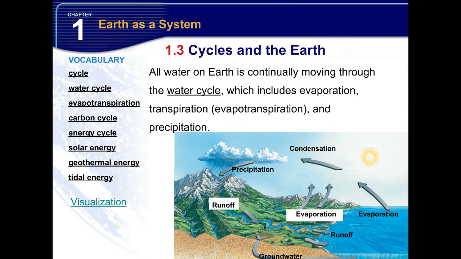Now, all water on Earth is continually moving through the water cycle. This water cycle includes processes like evaporation, transpiration, evapotranspiration, and precipitation and condensation.